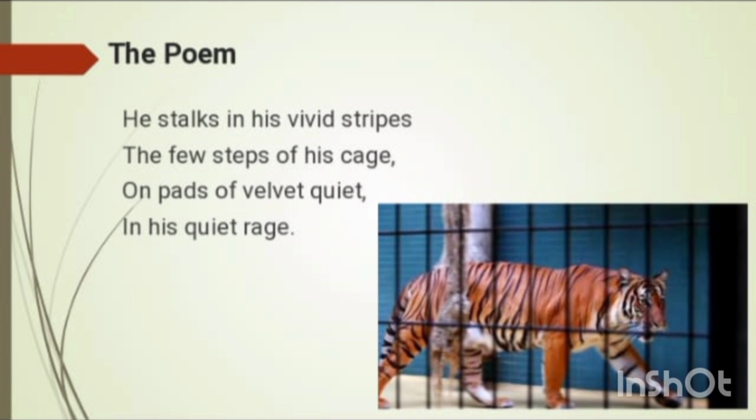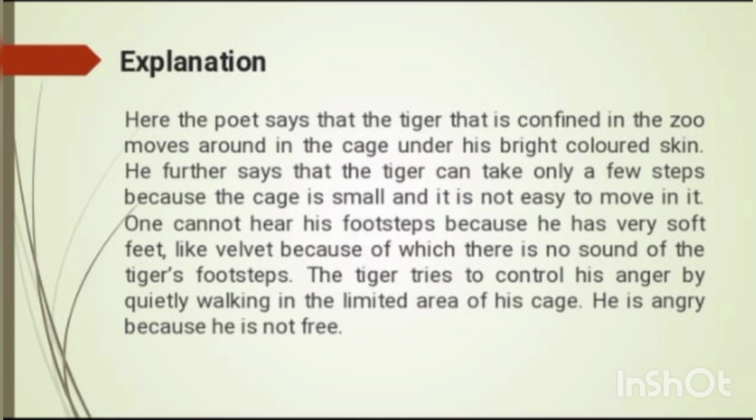He stalks in his vivid stripes a few steps of his cage, on pads of velvet quiet in his quiet rage. Here, the poet says that the tiger that is confined in the zoo moves around in the cage under his bright colored skin. He further says that the tiger can take only a few steps because the cage is small and it is not easy to move in it. One cannot hear his footsteps because he has very soft feet, like velvet, because of which there is no sound of the tiger's footsteps. The tiger tries to control his anger by quietly walking in the limited area of his cage. He is angry because he is not free.